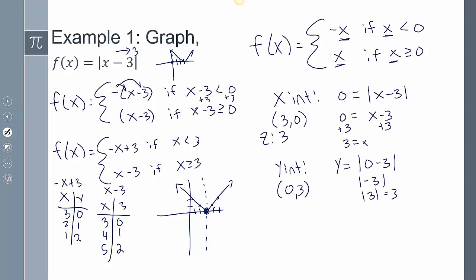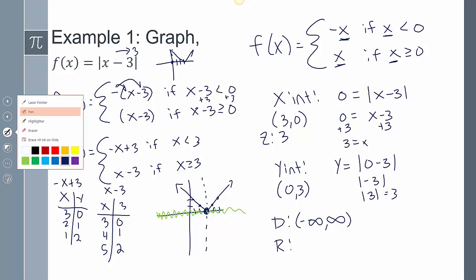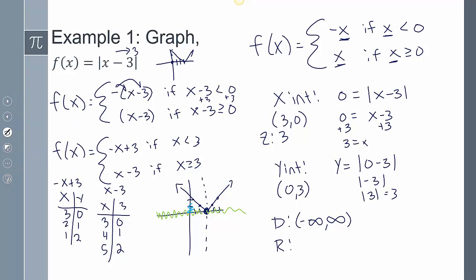If I wanted to find my domain, if I project this along the axes here, it's all going to be filled in from negative infinity to positive infinity. So that's going to be negative infinity to positive infinity. My range, if I wanted to project it along the y-axis, that's going to look something like this, and that's going to go on to infinity there. And so that's going to be from 0 all the way to positive infinity.